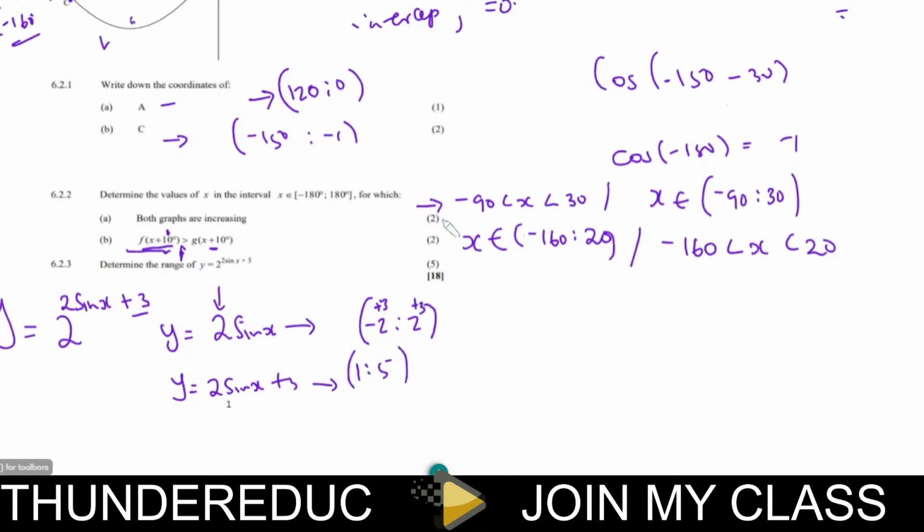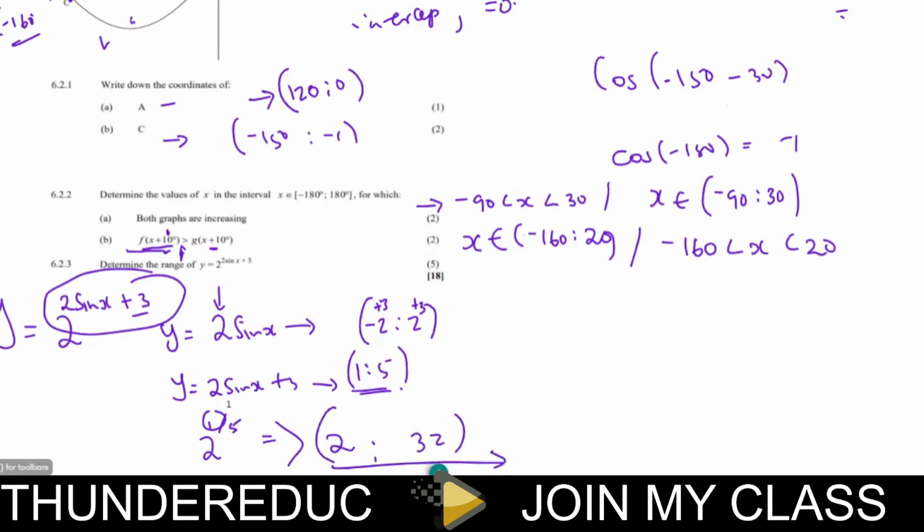And then now if we have 2 to the exponent of that, we already have this graph and we already have its range values. So 2 to the exponent of 1 will give us a 2, and then 2 to the exponent of 5 is going to give us 32. So this will be the new y values, or the range values. So y is in the set from 2 to 32. Or someone can say 2 is less than or equal to y, less than or equal to 32, since 2 and 32 are part of the graph.